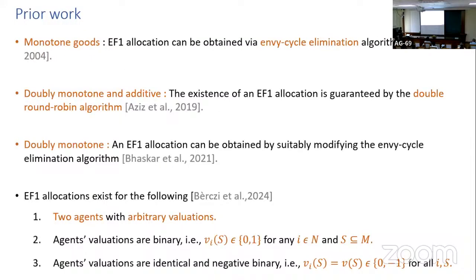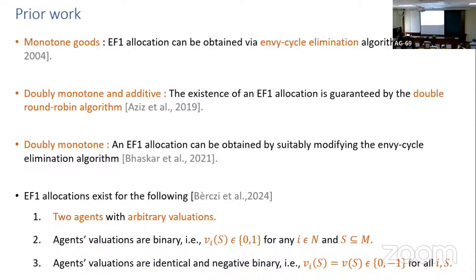So do EF1 allocations always exist? This is prior work on the existence of EF1 allocations. For monotone goods, we know that EF1 allocations always exist and can be obtained via the envy cycle elimination algorithm. This result is due to Lipton and others. For doubly monotone valuations with the additional condition that the valuations are additive, the existence of EF1 allocation is guaranteed by the double round robin algorithm. This result was extended by Bhaskar et al., who showed that EF1 allocation always exists for doubly monotone valuations by suitably modifying the envy cycle elimination algorithm.